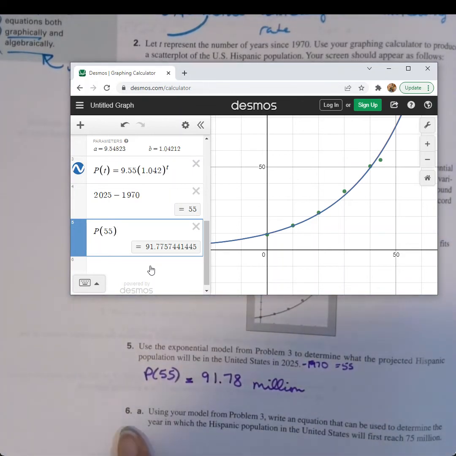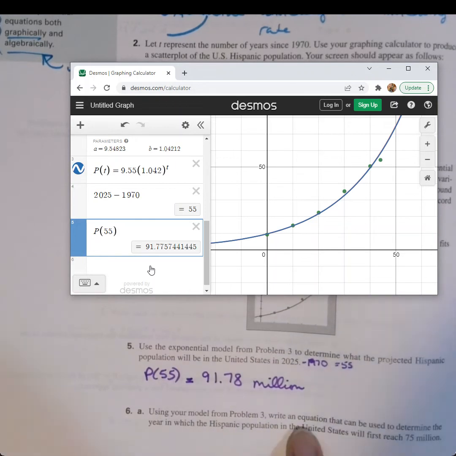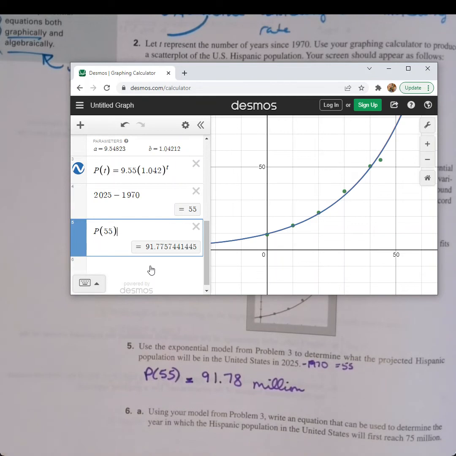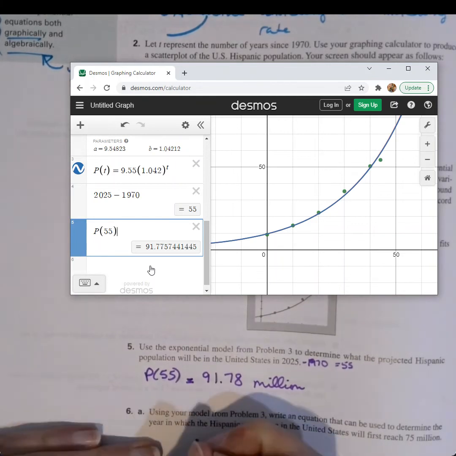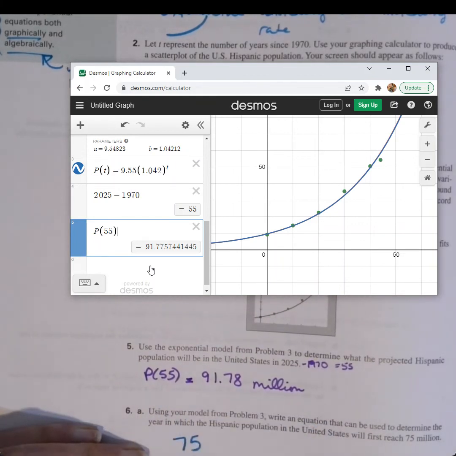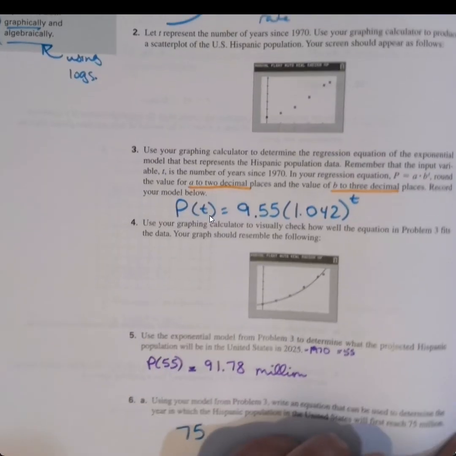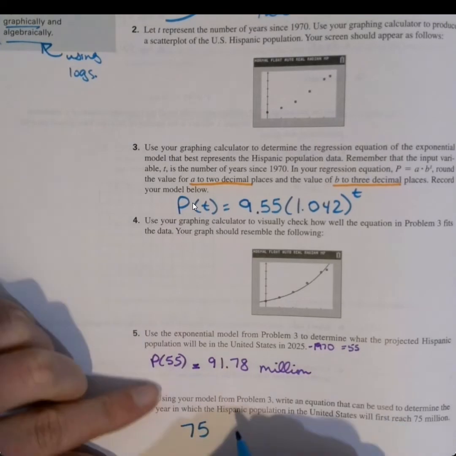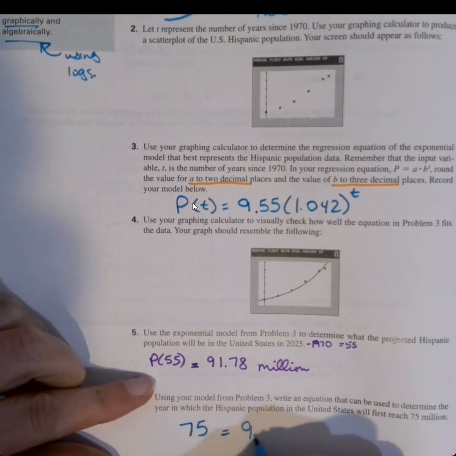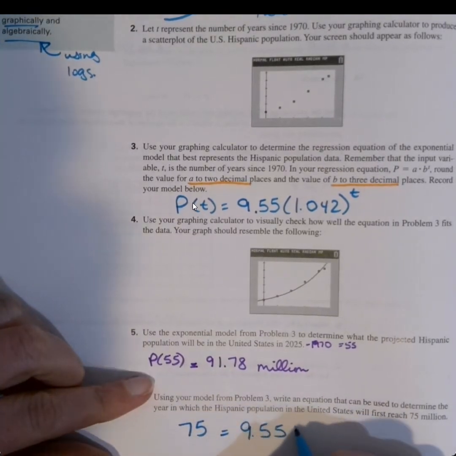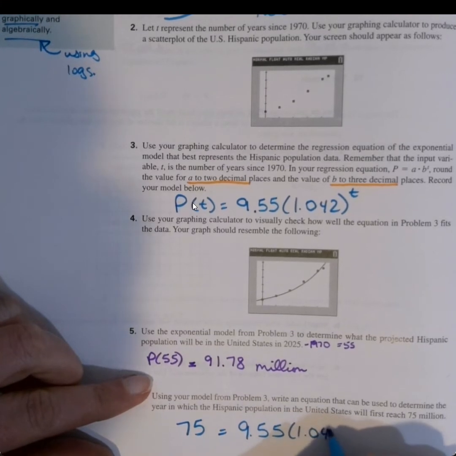Okay, using our model, write the equation that can be used to determine the year in which the Hispanic population will first reach 75 million. So 75 is my output, so we're going to put 75 in place of our output, P of t. So 75 is equal to 9.55 times 1.042 to the t.